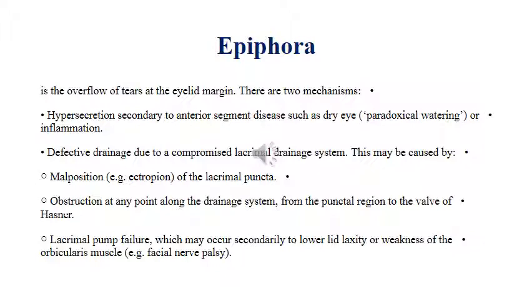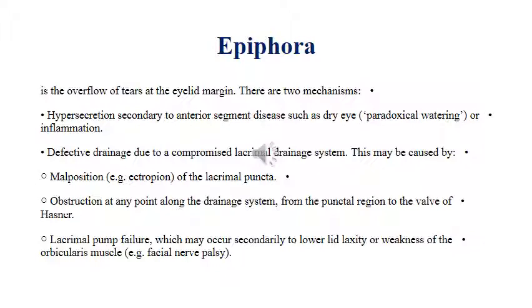So as we said, punctal malposition or malposition of the lid margin, ectropion, and lacrimal pump failure. What do we mean by lacrimal pump failure? In patients with facial nerve palsy, there is weakness of the orbicularis oculi muscle, which is supplied by the facial nerve, and this will result in lower lid laxity and weakness of the lid structure. This weakness will result in lacrimal pump failure.